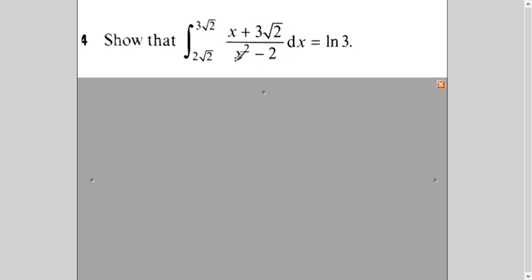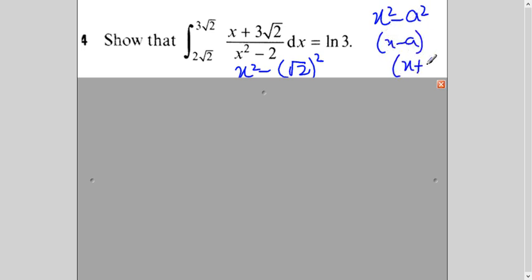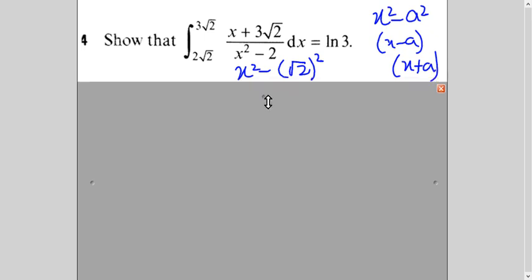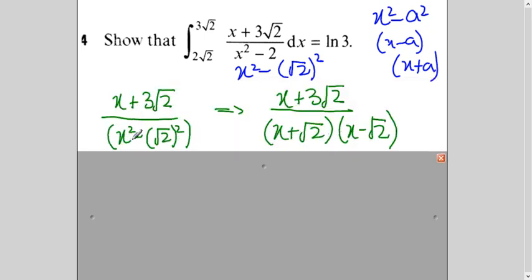So if you look at this, this reminds me of partial fractions. Why? Because x square minus 2 can be written as x square minus root 2 square. So this is in the x square minus a square form. And what is x square minus a square? Do you remember the algebraic identity? It is x minus a, x plus a. So I will change this denominator into this form, because x square minus root 2 square is a square minus b square, so a plus b, a minus b. So we are applying this algebraic identity here.